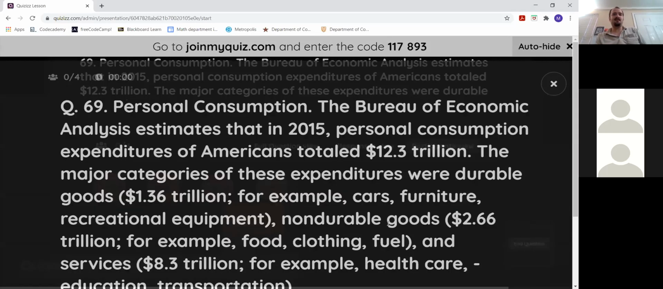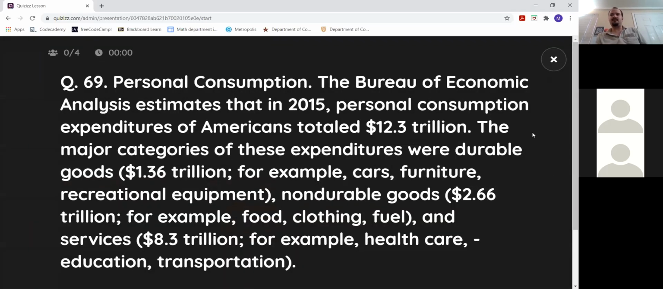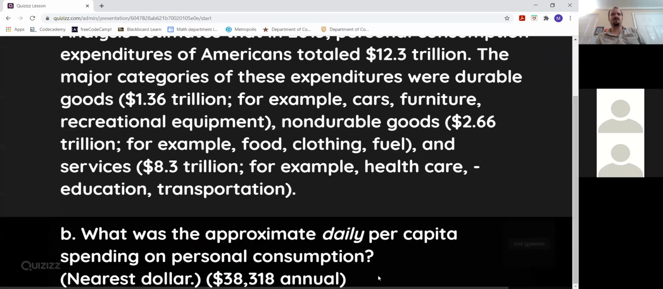The next thing, what are they asking? What is the approximate daily per capita spending on personal consumption? So if we got 38,318 annual, and we want to know what the daily spending is, what is our daily spending? And this is to the nearest whole dollar.